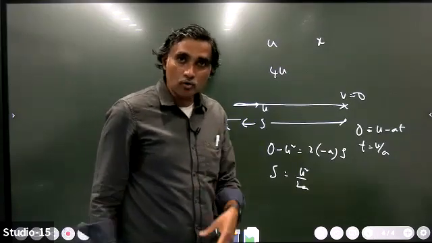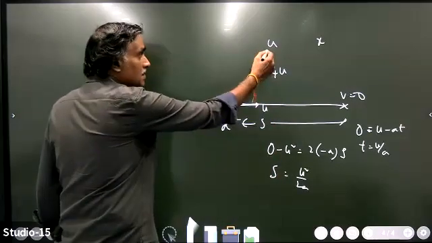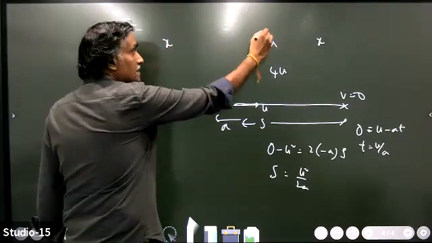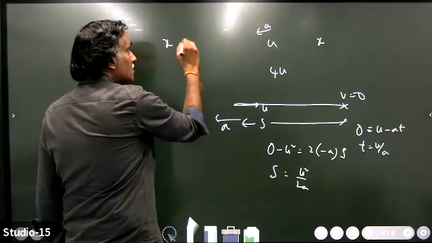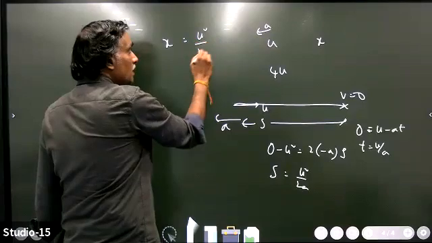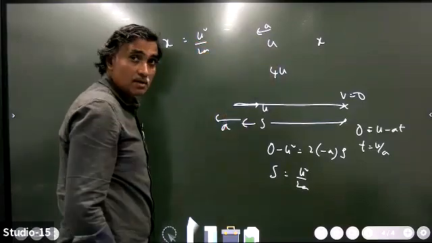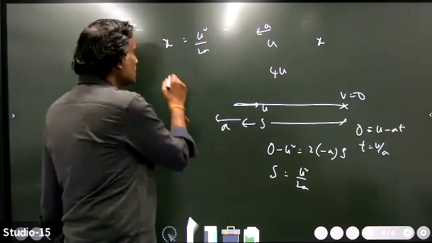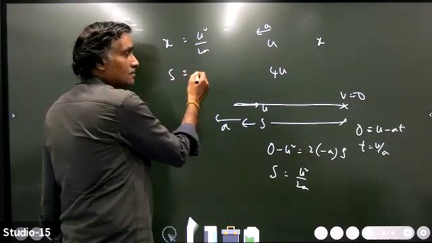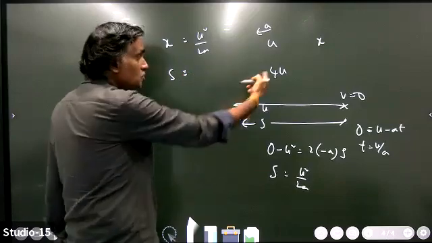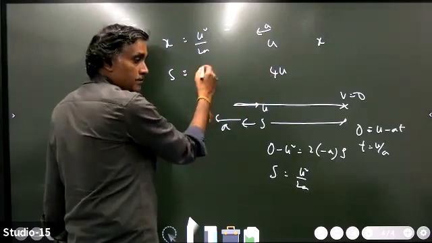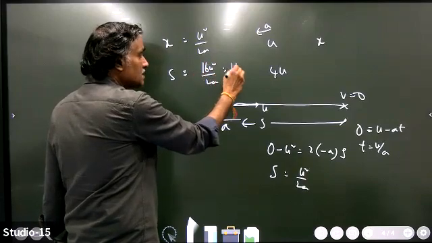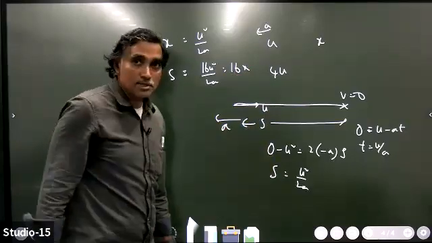I can write the equation and do it. For the first car, what is the initial velocity? U. What is the stopping distance? X. And retardation is a. So X is equal to U square by 2a. Now for the second car, what is the initial velocity? 4u. Let the stopping distance be S. Then S is U square by 2a, with U as 4u: 4u whole square, 16u square by 2a. That is nothing but 16x. The stopping distance is 16x.